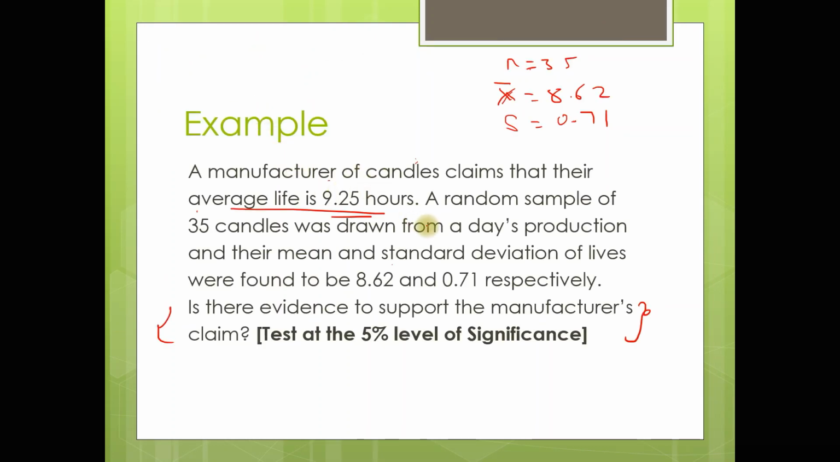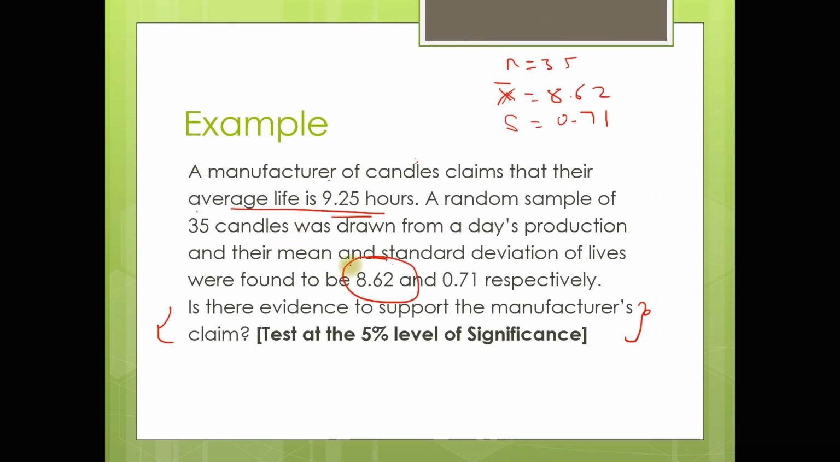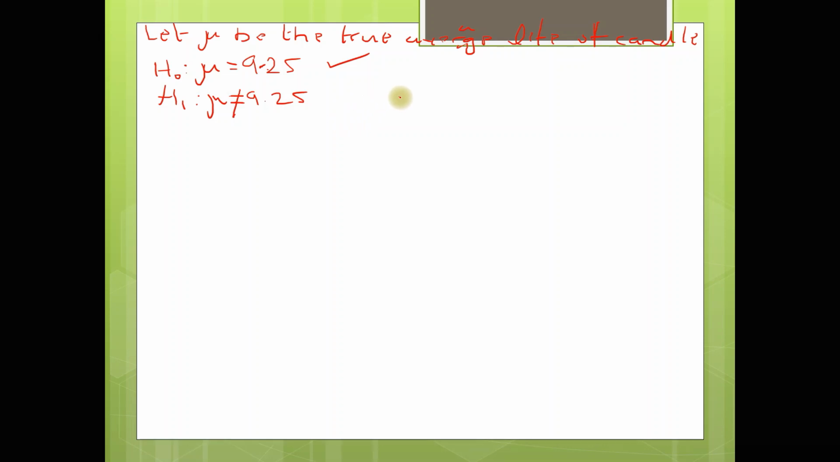Please do not look at this value and decide about this based on that. Many students do these kinds of things. They look at the sample to decide what the alternative is. Because the sample is 8.62, some people think that it should be less than 9.25 as the alternative. If you think like that, it's wrong. You do not look at your sample when you are stating your hypothesis.